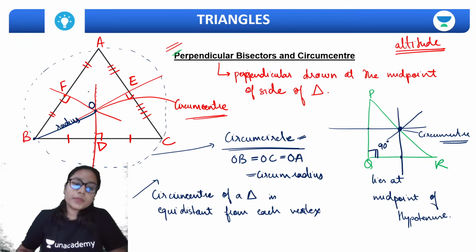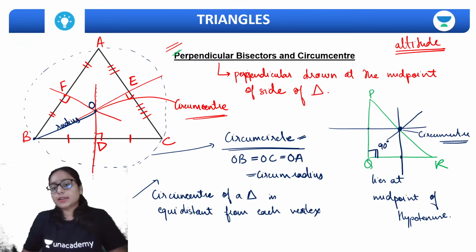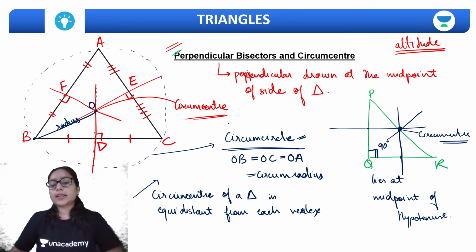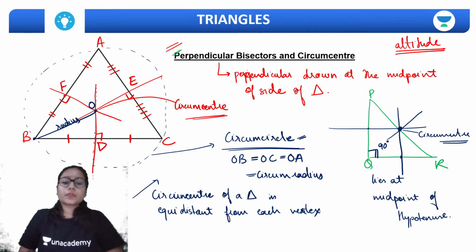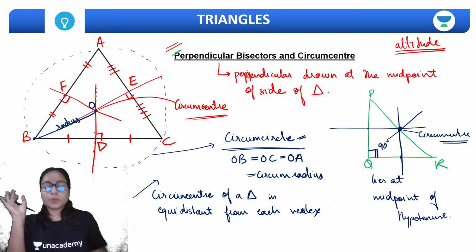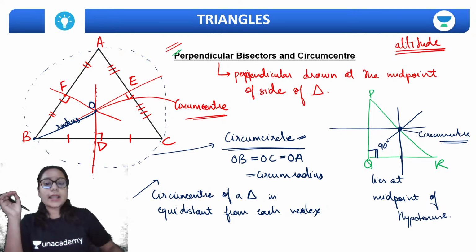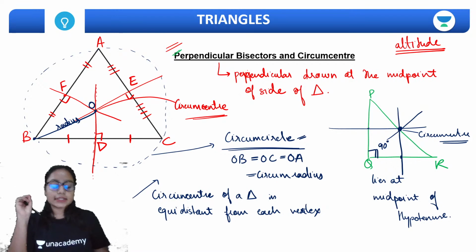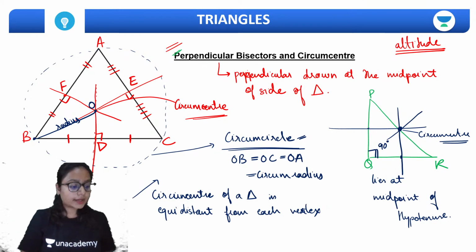Why? Because OB, OA and OC are the circumradius, and radii are always equal. Okay, in a circle all the radii are equal. Therefore, circumcenter is equidistant from each vertex. Alright, I hope there is no doubt in your mind regarding perpendicular bisectors and circumcenter now. Okay?